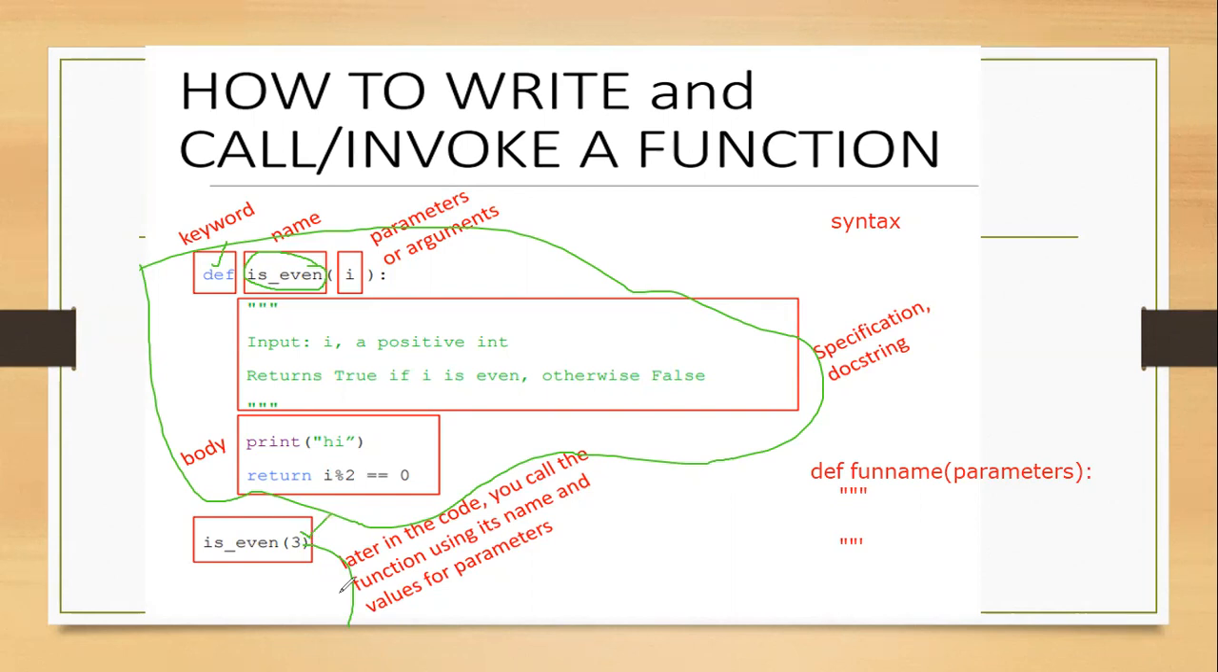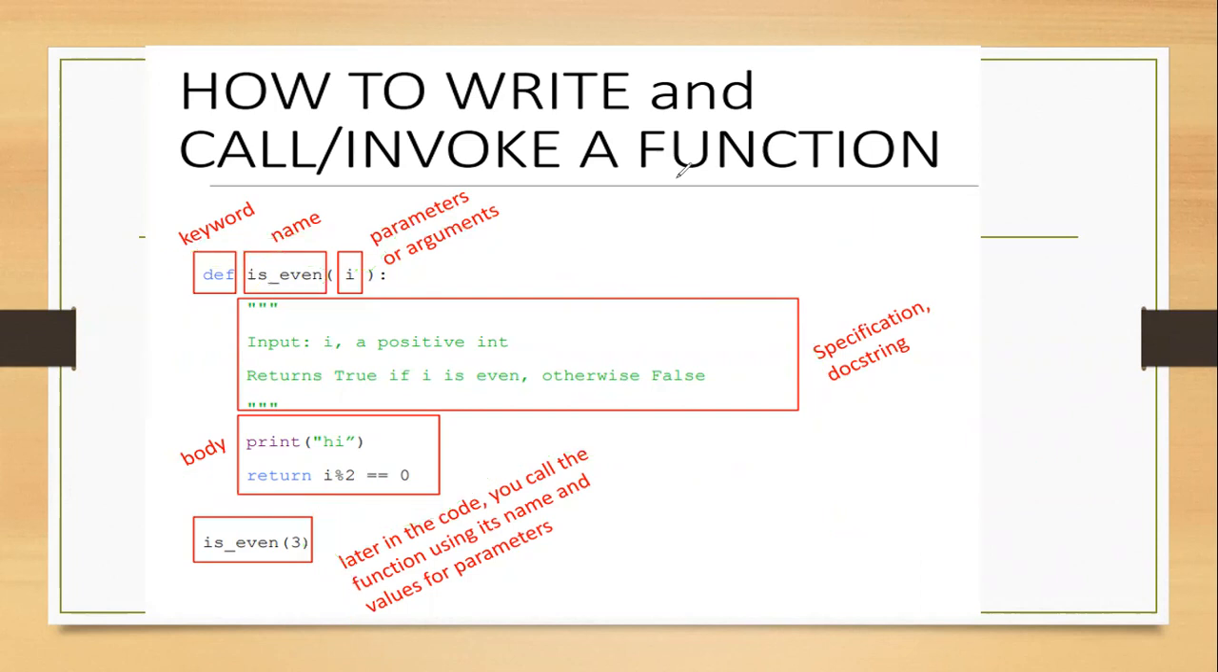I can invoke it by saying is even. So is even is the name. When I say is even and then I put in brackets 3, then 3 is the I. Remember, I was told that if I input a positive integer, it will return true if the positive integer is an even number. So of course, this will return false. That's the way the function looks, the body, and the way we invoke it later on in our program.